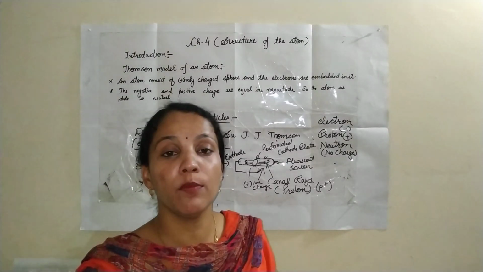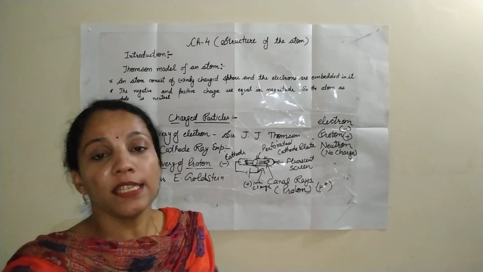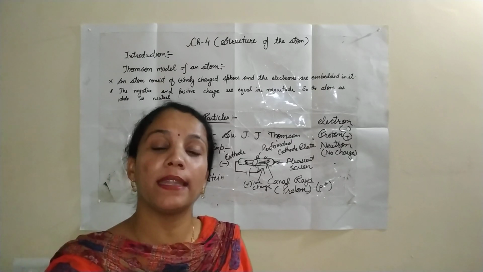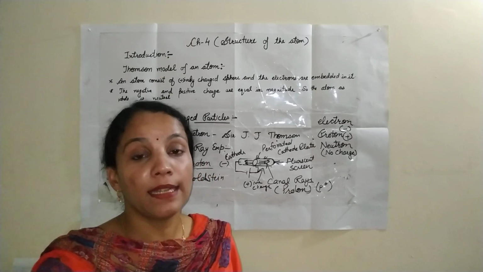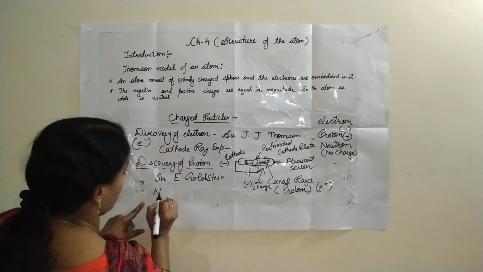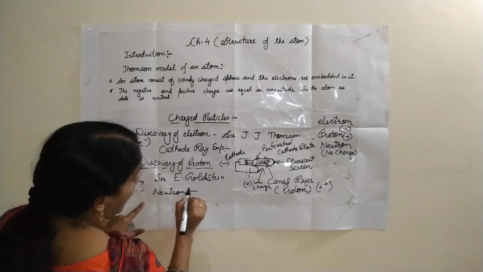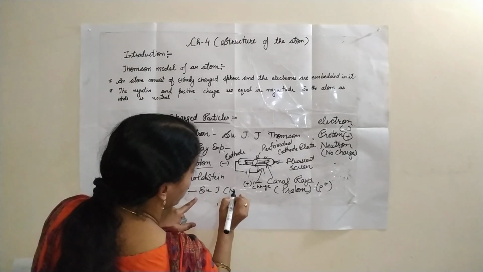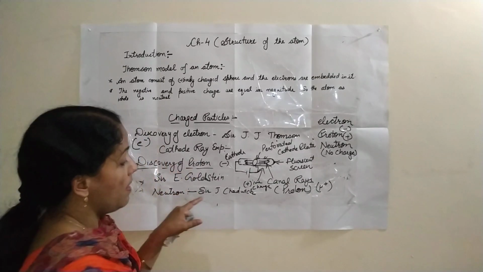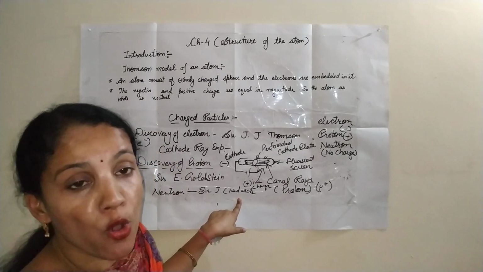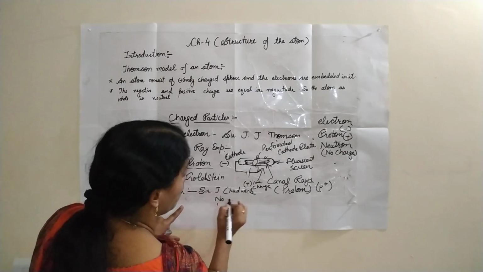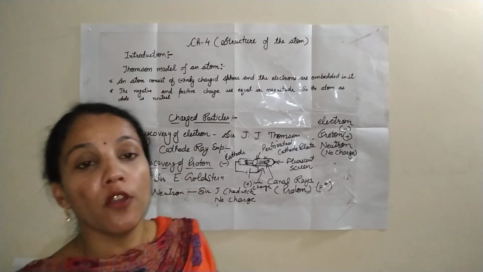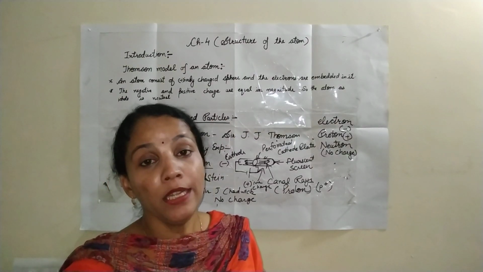Now after some time, one more scientist is there, J. Chadwick. He said that one more subparticle of the atom is there, that is neutron. And who discovered this, sir? J. Chadwick. And he said that there is no charge on neutron. No charge. This is all about discovery of electron, proton and neutron.